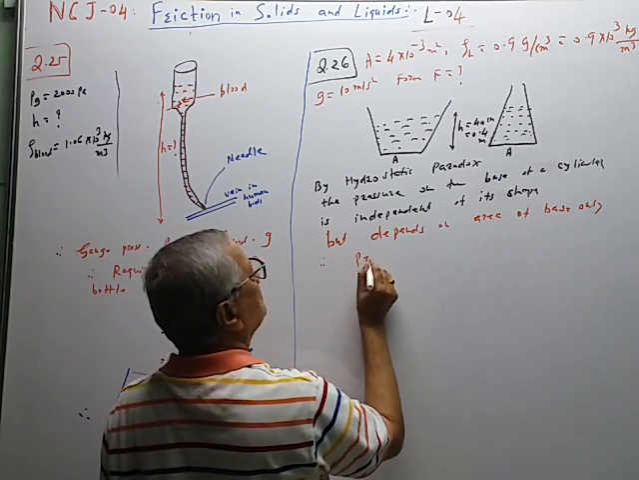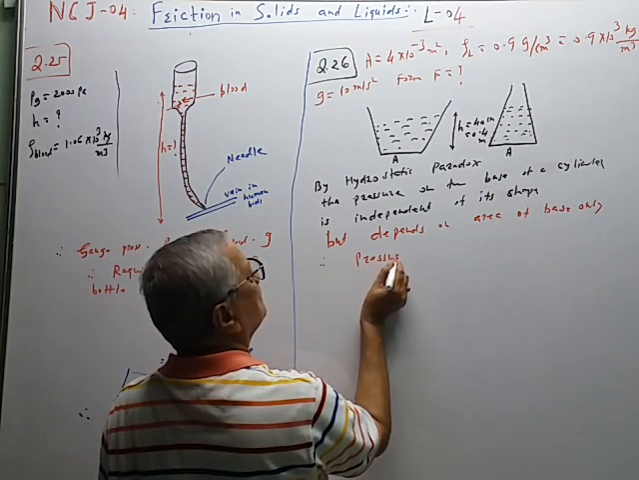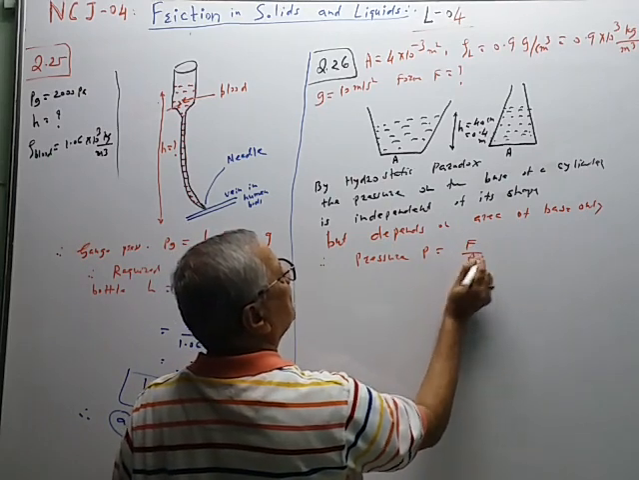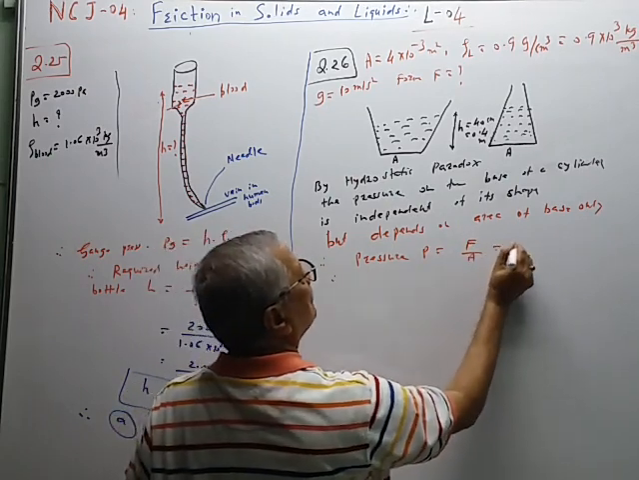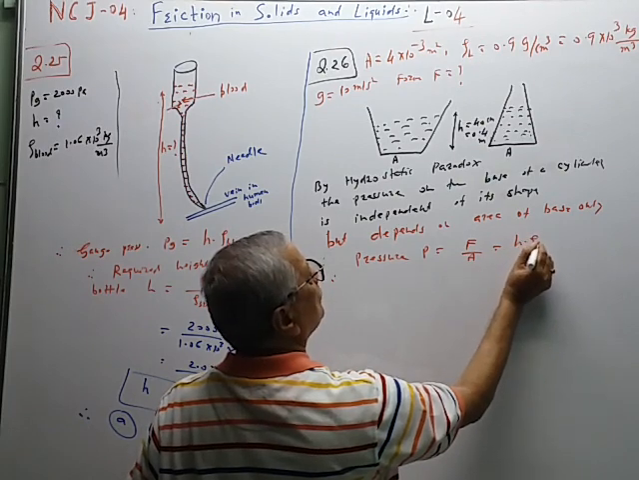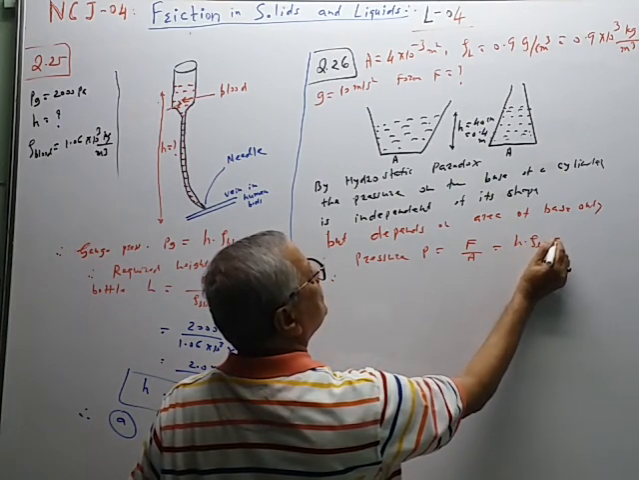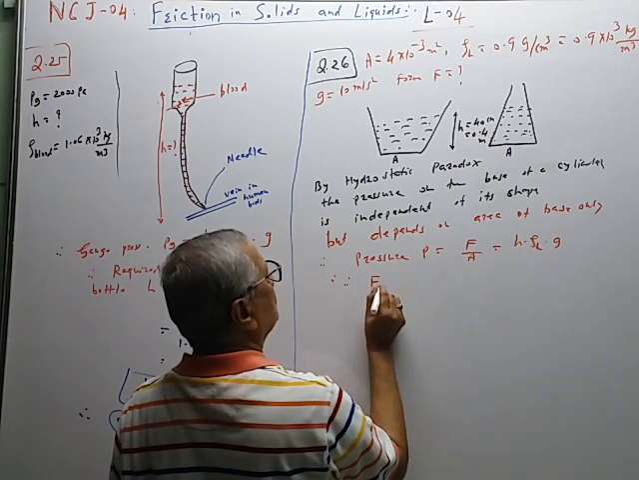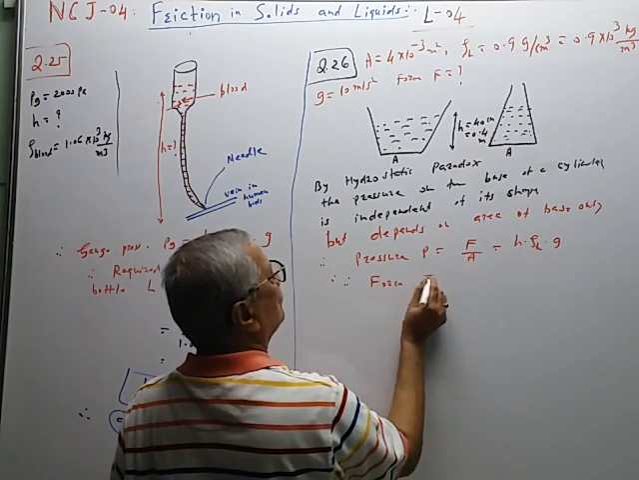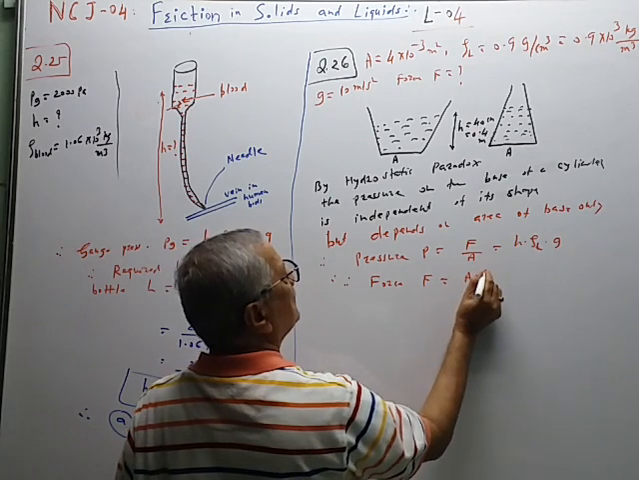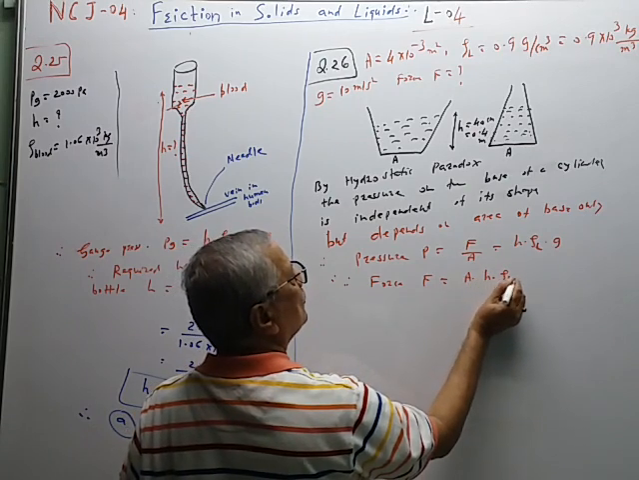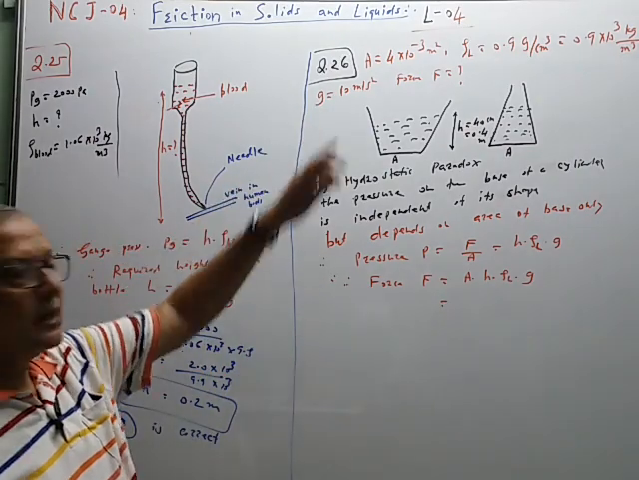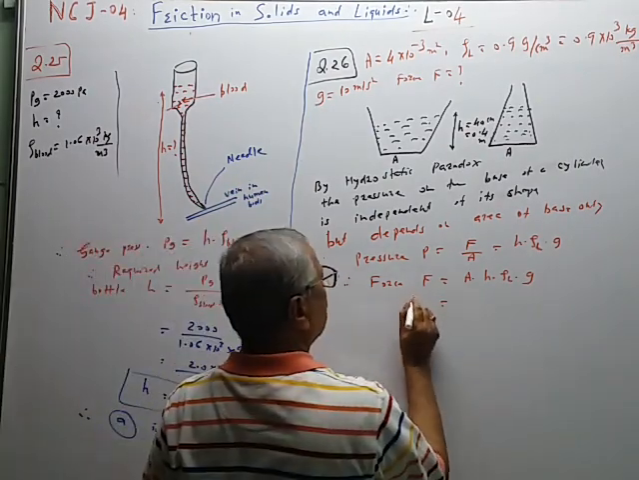Therefore, pressure P is equal to F upon A is equal to h into rho liquid into g. Therefore, force F is equal to A multiplied by h multiplied by rho liquid into g. So area is given directly, only you have to substitute.